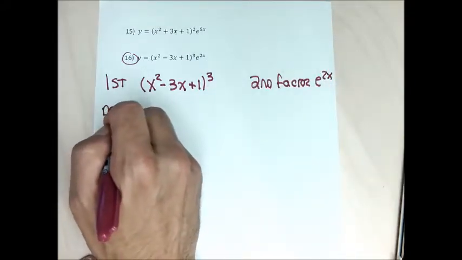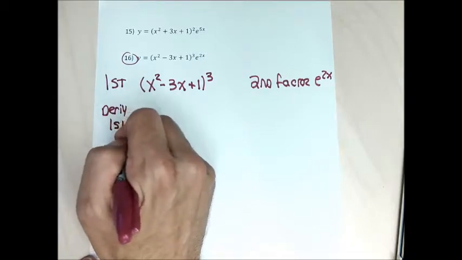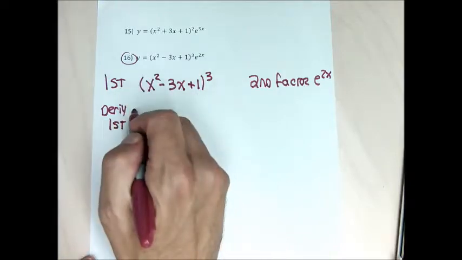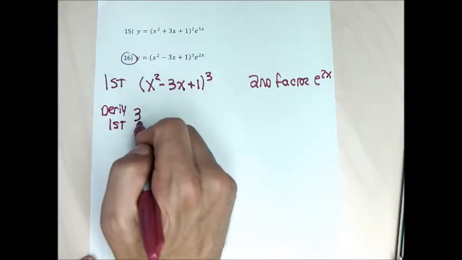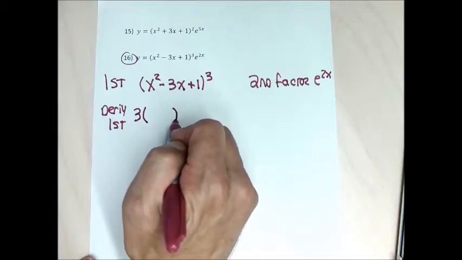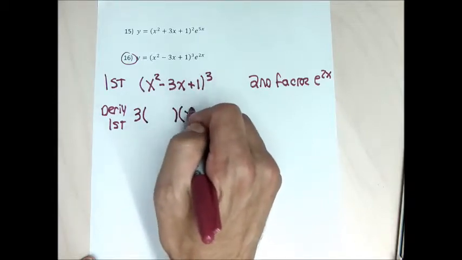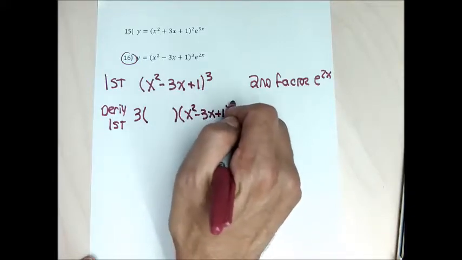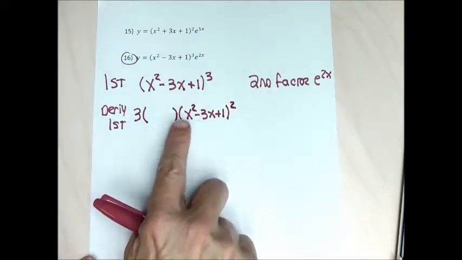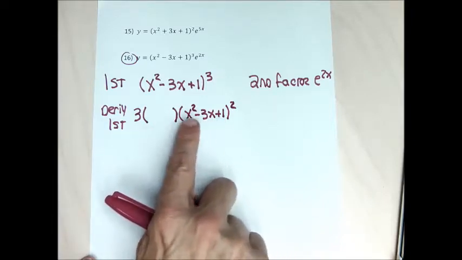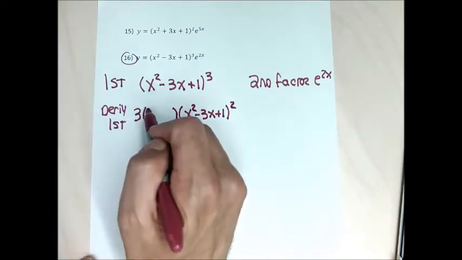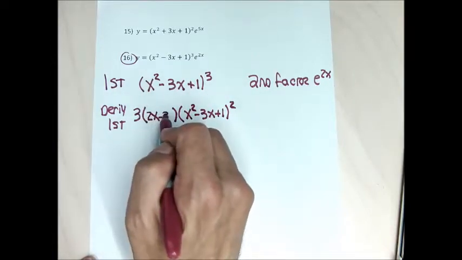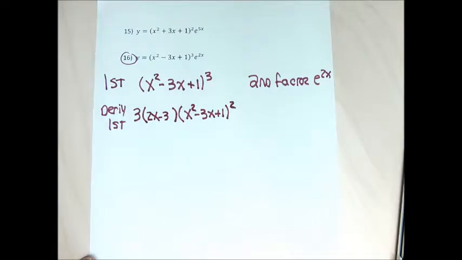Now I need to do the derivative of the first. The first is a parentheses with an exponent, so I need a chain rule. I'm going to bring the coefficient out front. I'm going to leave myself some room, and then I'm going to lower the exponent by 1. Where I left myself some room, I'm going to put the derivative of each piece inside the parentheses. The derivative of x squared is 2x. The derivative of minus 3x is minus 3. The derivative of 1 is 0.